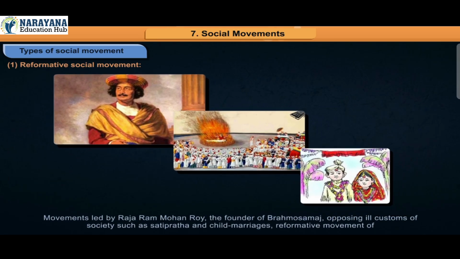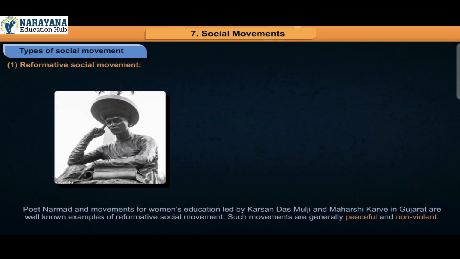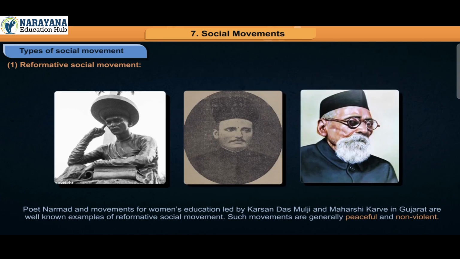Movements led by Raja Ram Mohan Rai, the founder of Brahmo Samaj, opposing ill customs of society such as sati pratha and child marriages, the reformative movement of poet Narmad, and movements for women's education led by Karsan Das Mulji and Maharshi Karve in Gujarat are well-known examples of reformative social movement. Such movements are generally peaceful and non-violent.